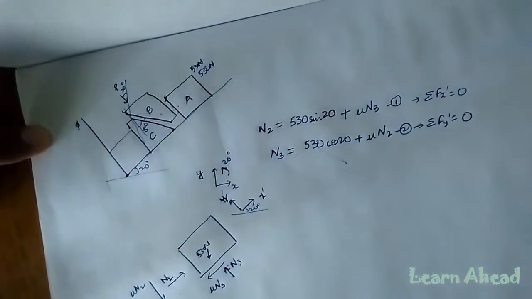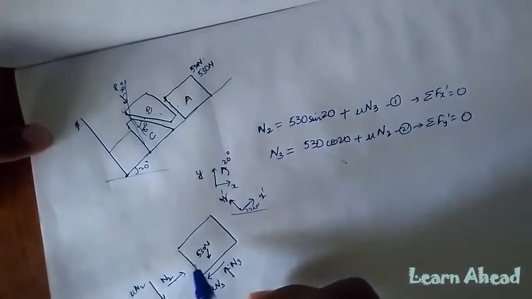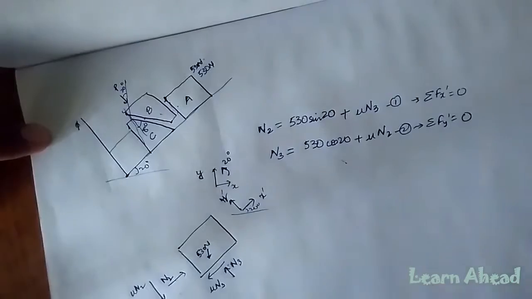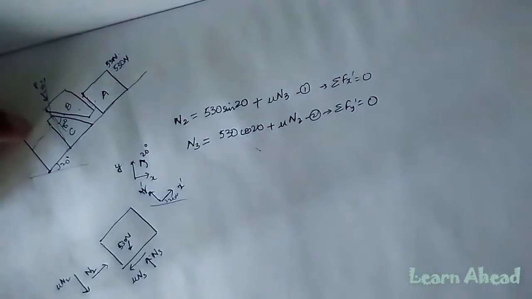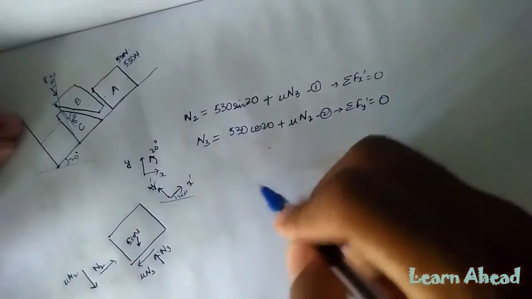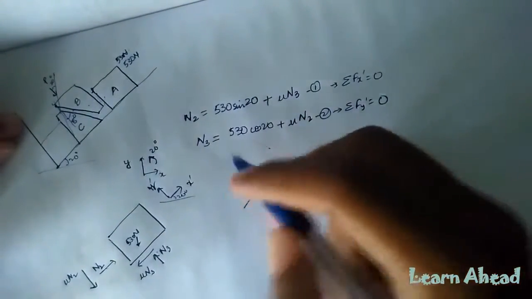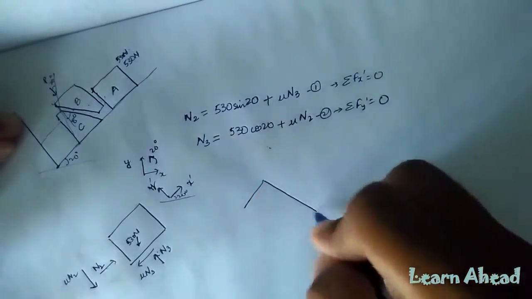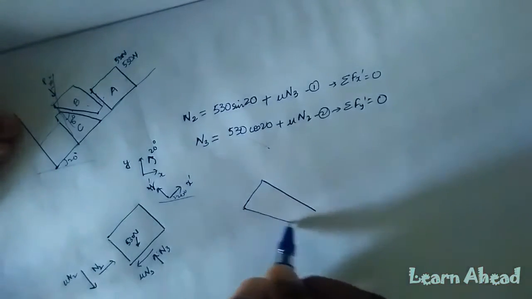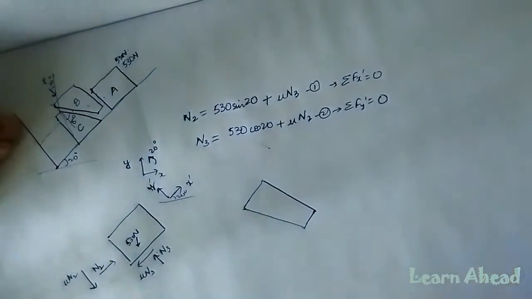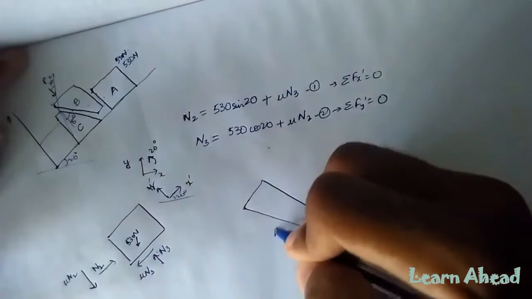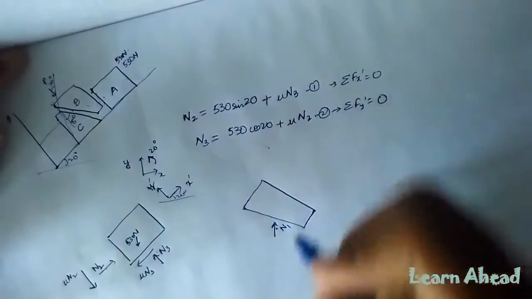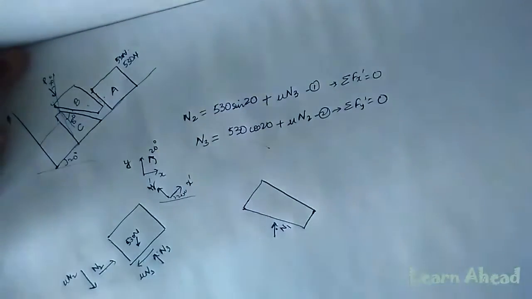Okay. Now the analysis for this block is done. What we are going to do, we just move to block B. So let me draw a neat diagram of block B here. Here. So just suppose that force N1 is acting here. Now this N1 is due to this block C.